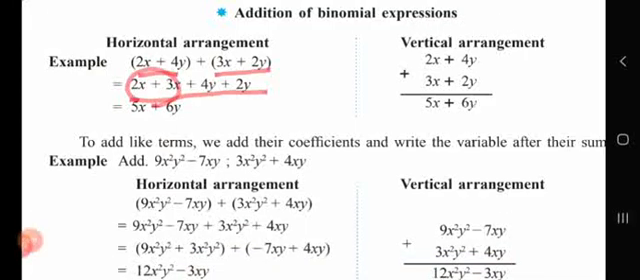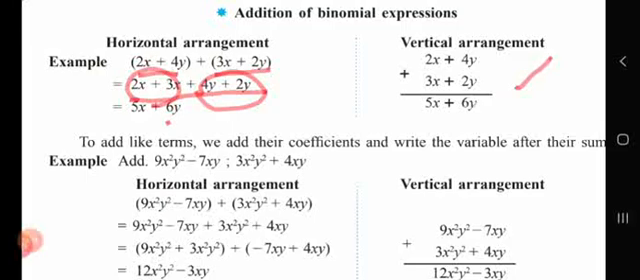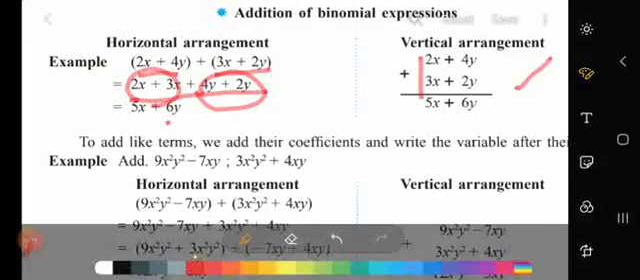This term contains x and this term contains y. So simply we can add 2x plus 3x is 5x, and 2y plus 4y is 6y. Vertically also we have to do the same. Below x, x terms should be there, and below y, y terms. That is, the same terms should be one below the other, and we just have to add the coefficients, keeping the variables as they are.